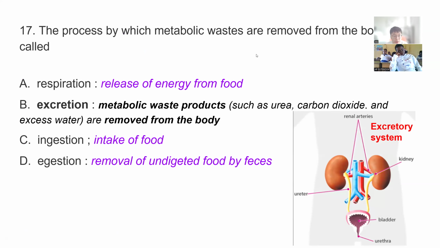And then we also talked about how the excretory system is the process where metabolic waste products are removed from the body. So the wastes in our blood vessels travel to the kidneys, where urea, carbon dioxide, and excess water are released. It goes into your ureter and collects in our bladder and out through the urethra. This is how we remove waste from our body.